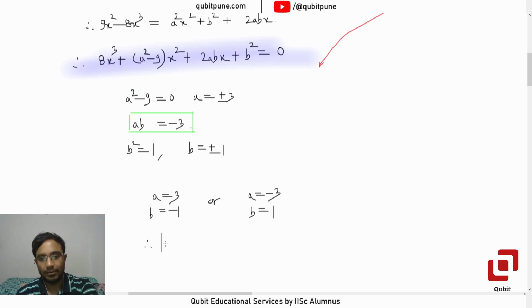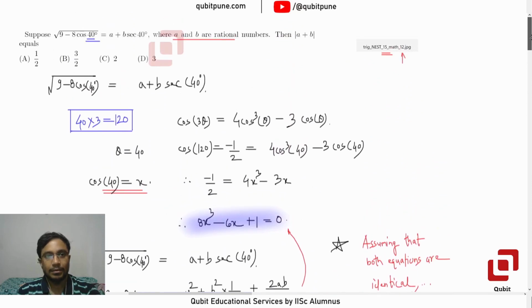So what is mod a plus b in both of these cases? Here it is anyways 2. For the other one it is negative 3 plus 1, negative 2, and mod of negative 2 is 2. So mod of a plus b is 2. Option C.